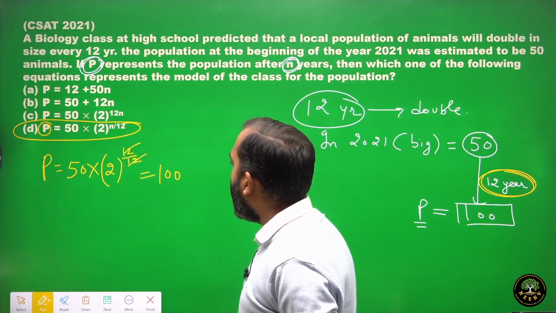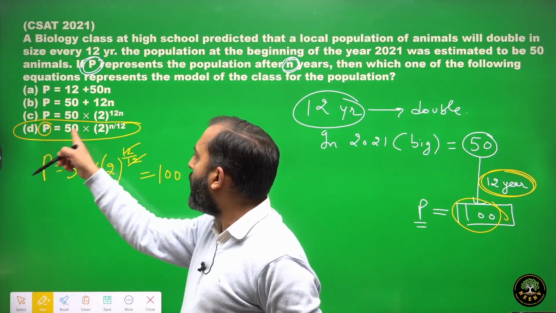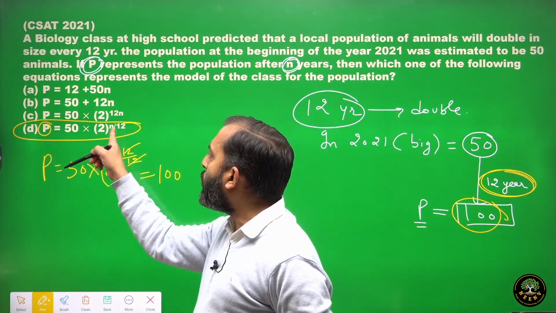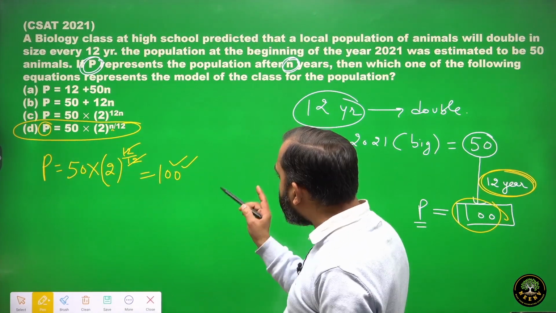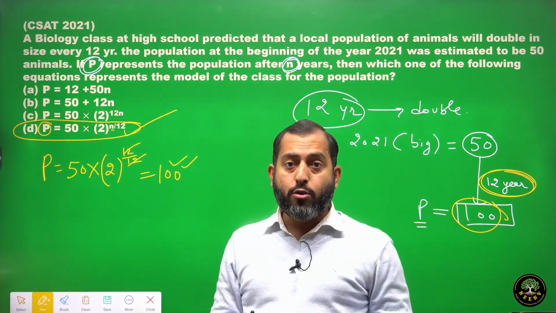100. I know after 12 years the population is 100, and as per this equation, if we insert n equal to 12 here, again the population is 100. So this means option D is the right choice here. I hope guys this is clear to everyone.